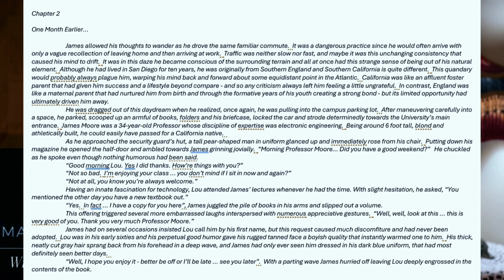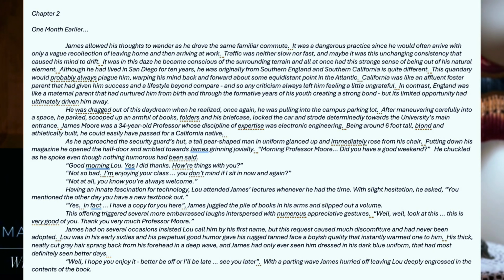California was like an affluent foster parent that had given him success and a lifestyle beyond compare. And so any criticism always left him feeling a little ungrateful. In contrast, England was like a maternal parent that had nurtured him from birth and through the formative years of his youth, creating a strong bond. But its limited opportunity had ultimately driven him away.